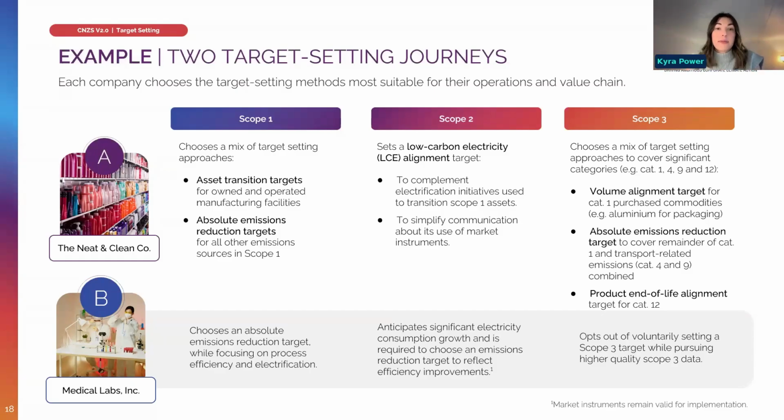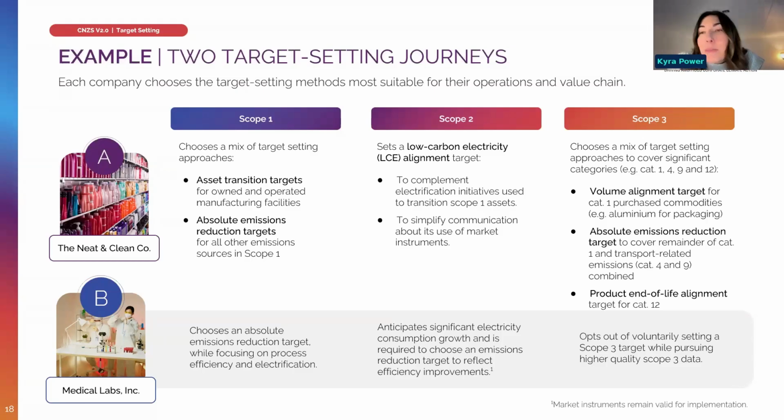They decided to set a volume alignment target for category 1 to target purchased commodities such as aluminum and plastics used for packaging. For the remainder of category 1 and transport-related emissions, both upstream and downstream, so these are categories 4 and 9, they set an absolute emissions reduction target. Lastly, they set a product end-of-life alignment target for category 12 emissions. They have been steadily investing in circular solutions for their packaging and products.